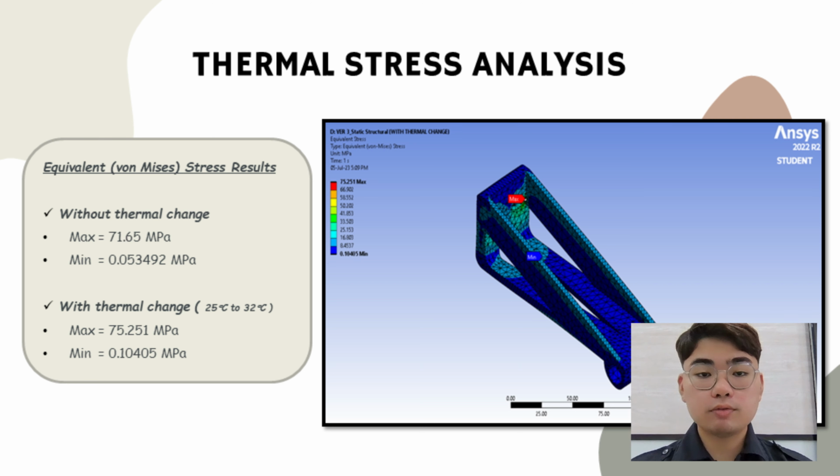So we can see that without thermal change, the maximum value of the equivalent stress result is 71.65 MPa. This value represents the highest stress experienced by any point in the structure. Next, the minimum equivalent stress is 0.053492 MPa, the lowest stress experienced by any point in the structure. In thermal change, the maximum equivalent stress increased to 75.251 MPa, while the minimum equivalent stress increased to 0.10405 MPa. This finding implies the bracket structure's stress levels increase as a result of the introduction of thermal change.